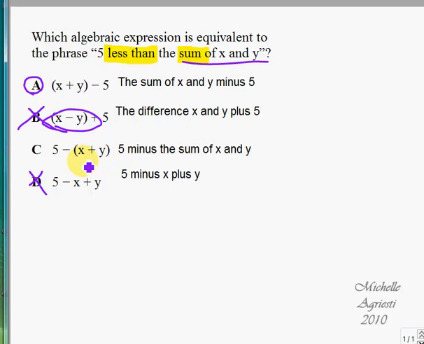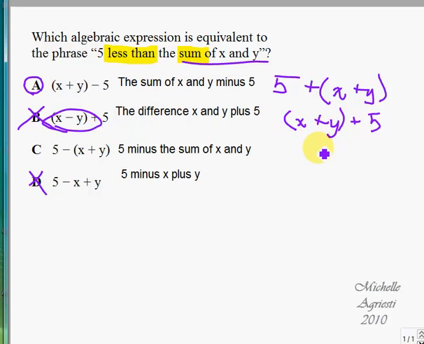Be careful with this. If it said 5 more than something, it wouldn't matter which order we did it, because 5 plus x plus y is the same as x plus y plus 5. Our commutative property tells us that. But when we're doing subtraction, it doesn't work that way. 5 minus something is not the same as something minus 5.